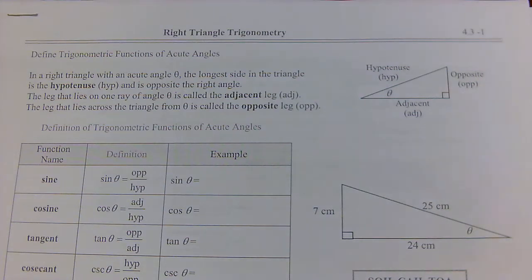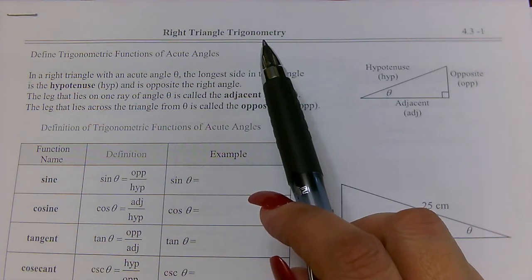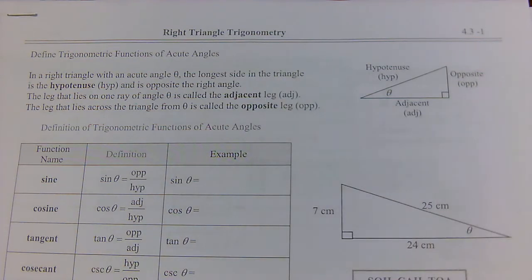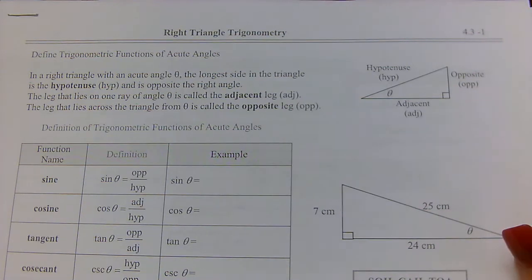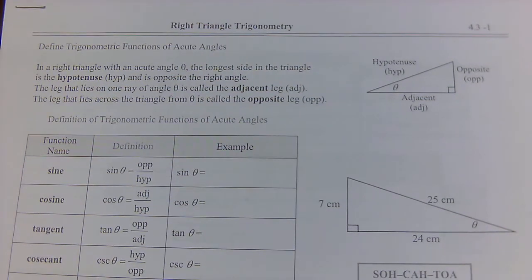All right, in this video we're going to go over Chapter 4, Section 3, right triangle trigonometry. We've already talked about SOHCAHTOA, so this should all be just like a refresher or review. Normally if we're in class, this is one of the first sections that I do out of order. I usually do this one first.